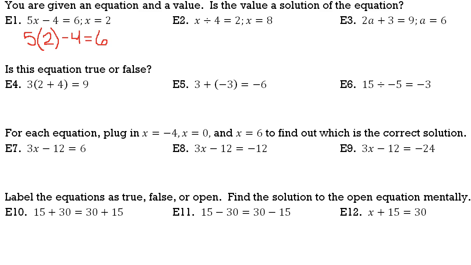Now, 5 times 2 is 10. 10 minus 4 equals 6. Is the value a solution of the equation? Why, yes. Yes, it is. 10 minus 4 is 6. That's all that's happening here. Okay, so I don't think we're going to get too deep into dealing with equations. This lesson is more just true, false, yes, no, that sort of thing.